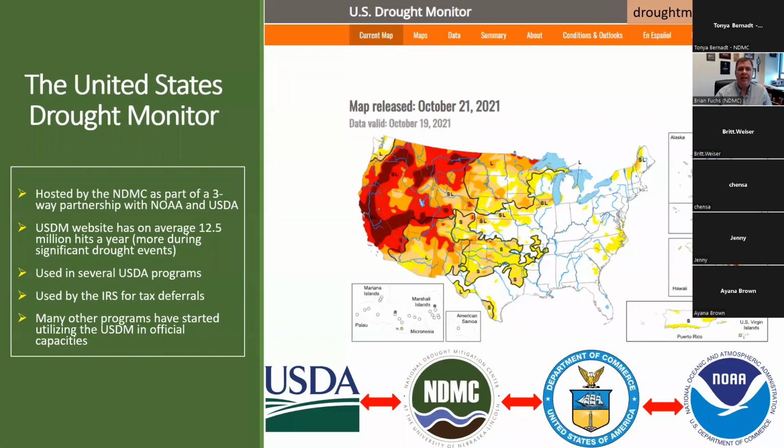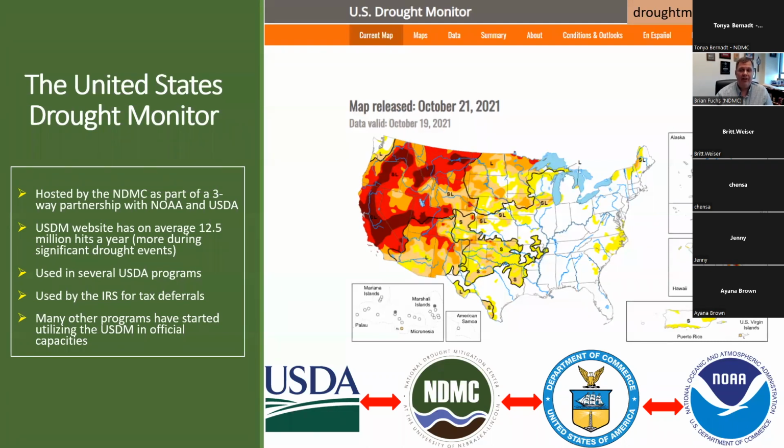The NDMC is part of a three-way partnership in doing the drought monitor. We coordinate equally with USDA and NOAA in this three-way partnership that was developed from the beginning of the drought monitor process to get this map out every week. There's 10 to 12 million web hits every year, depending on if there's more or less drought. If there's a lot of drought going on like this year, those hits are going to definitely be more. If it's a quieter year with not as much drought, we'll probably only see 8 or 9 million hits. But a lot of people are coming to this website to get this information on the drought monitor each week.